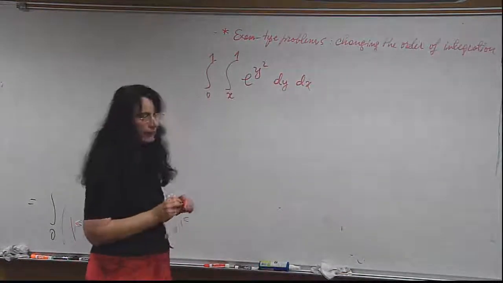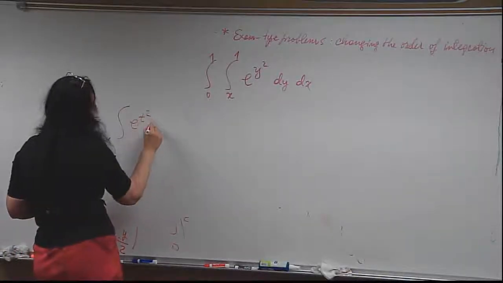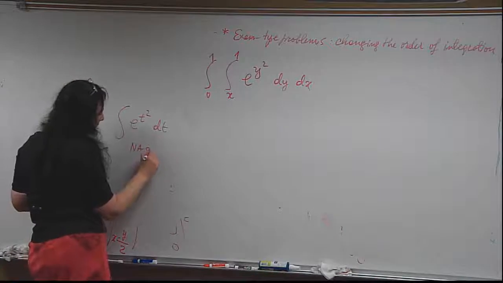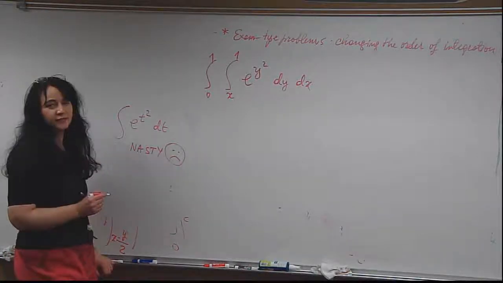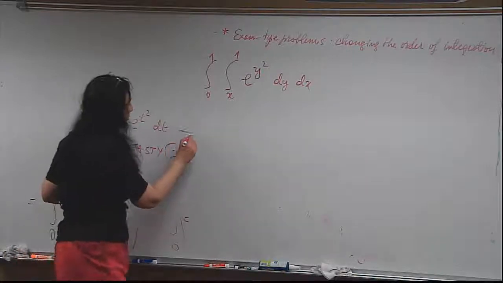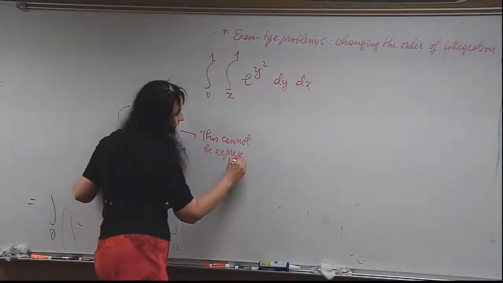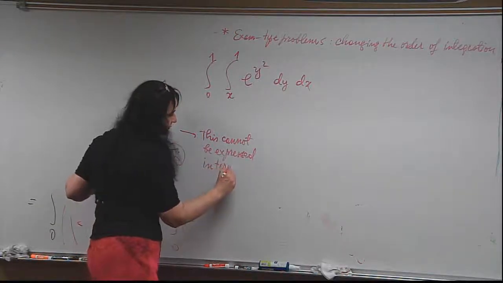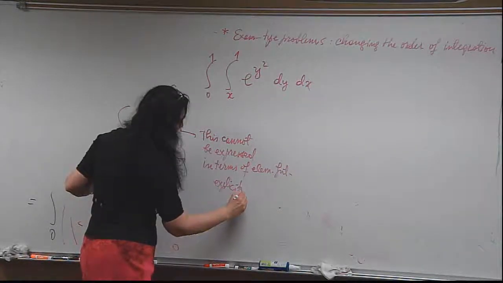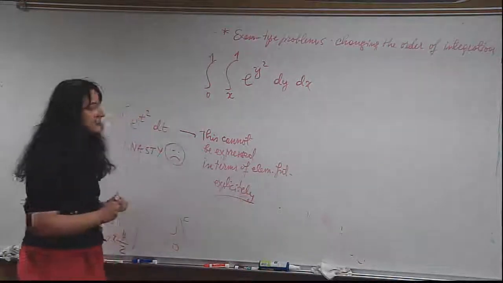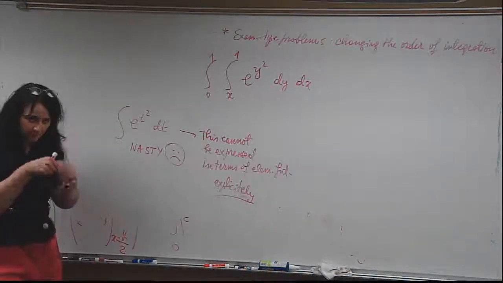I don't know if you've seen anything like that in AP Calculus or Calc 2. Maybe you have. In which case your professor probably told you that this is nasty. And you say, in what sense is it nasty? There is no expressible antiderivative. So this cannot be expressed in terms of elementary functions explicitly. It's not that there is no antiderivative. There is an antiderivative, a whole family actually. But you cannot express them in terms of elementary functions.